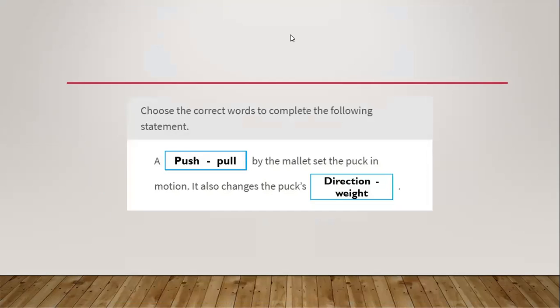In page, but before going to the page, let's answer this. A push or pull by the mallet sets the puck in motion. A push, excellent, because they are moving the puck away, so it's a push. It also changed the puck's direction, excellent.